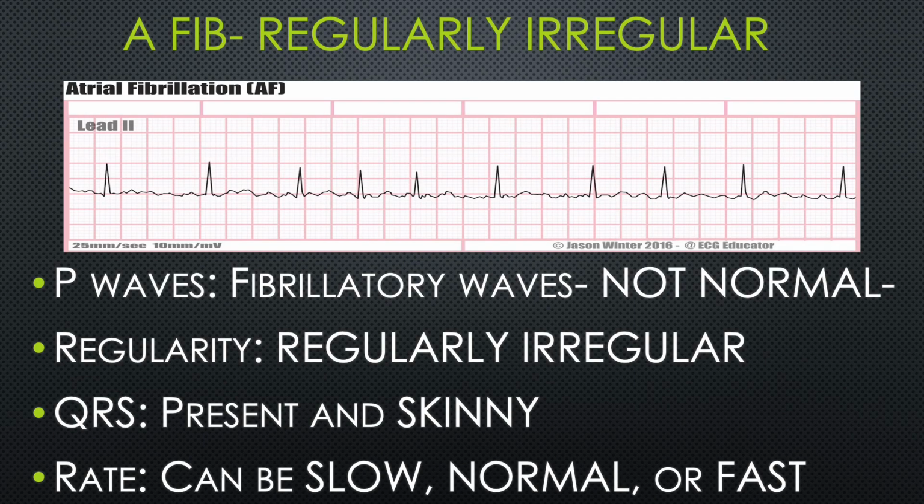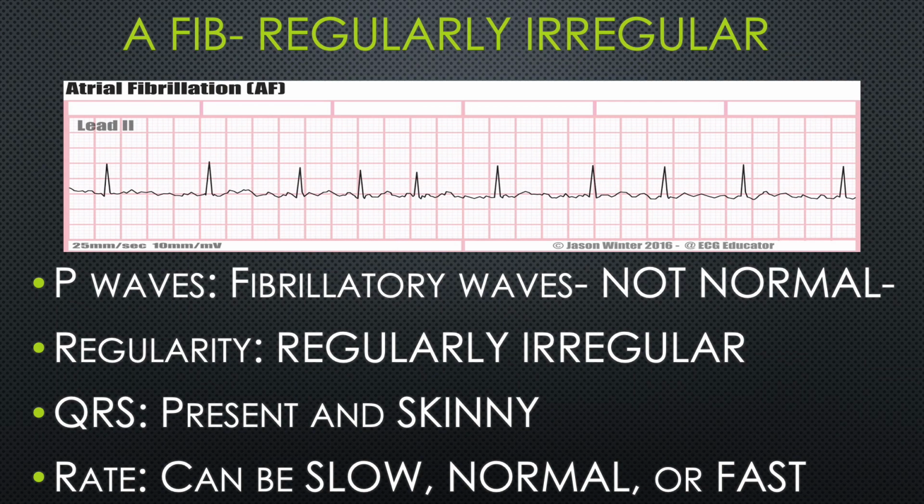So let's talk about AFib, or atrial fibrillation. If you had to nickname this rhythm, you could call it regularly irregular, and we'll go more into why it has that name. So in this rhythm, there are P waves, yes, but are they normal? No, because remember, when we're looking at top of the heart problems, we're looking for P wave problems. So atrial fibrillation is a top of the heart problem, and therefore it's a problem with the P waves.